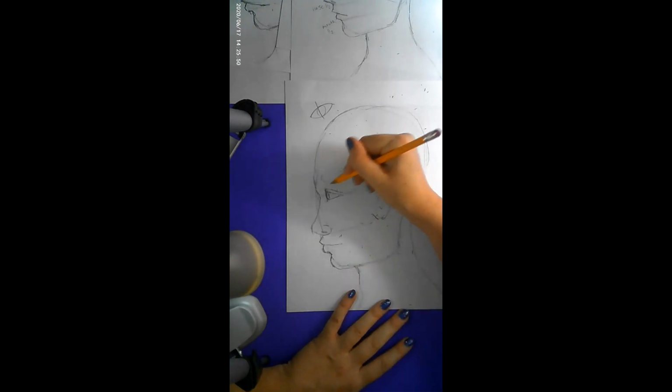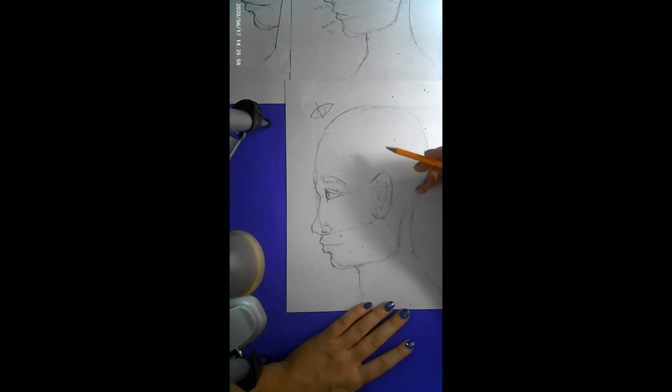Now for the eyebrow. Some people have bushier eyebrows. Some people have very raised eyebrows. Some people have lower eyebrows. I have a lower eyebrow. This is a normal eyebrow. All right, and then the hair.